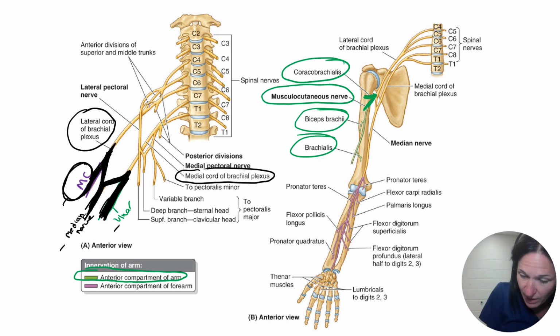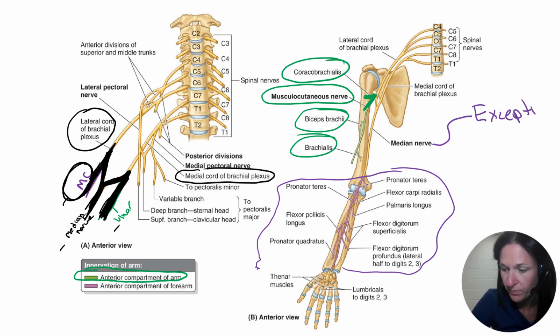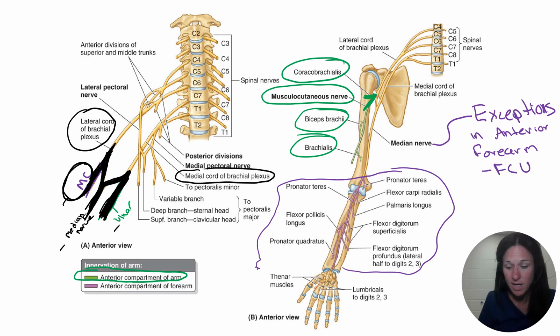So instead of trying to focus on all of that, let's focus on the exceptions. So what muscle is not listed here? We seem to be missing flexor carpi ulnaris. So flexor carpi ulnaris. And we see it's only doing the lateral portion of flexor digitorum profundus.